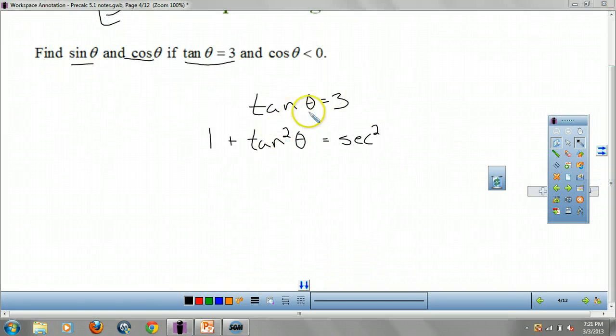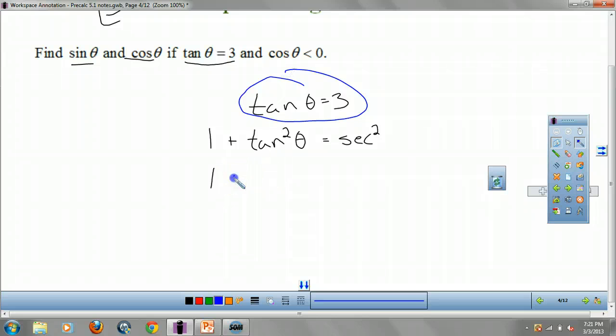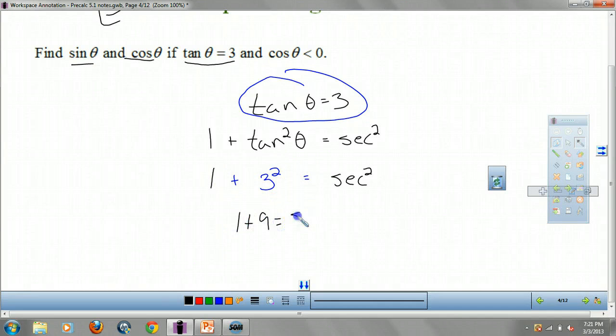Now, what do I know about tan? I'm going to do this in blue so you can see this crazy substitution. So I know 1 plus 3 squared equals secant squared. I did that because tan of theta is equal to 3. So I plug in 3 for tan of theta, and I get 1 plus 9 equals secant squared of theta. I can't forget that theta in there.